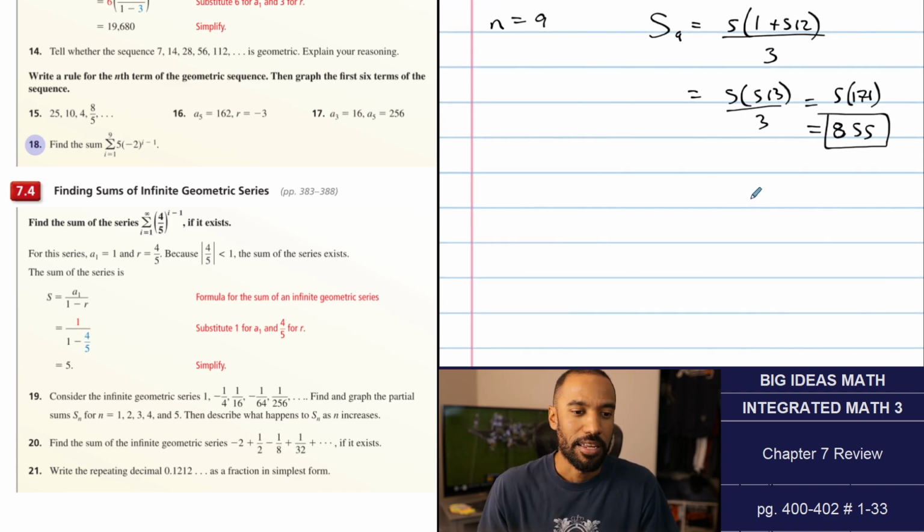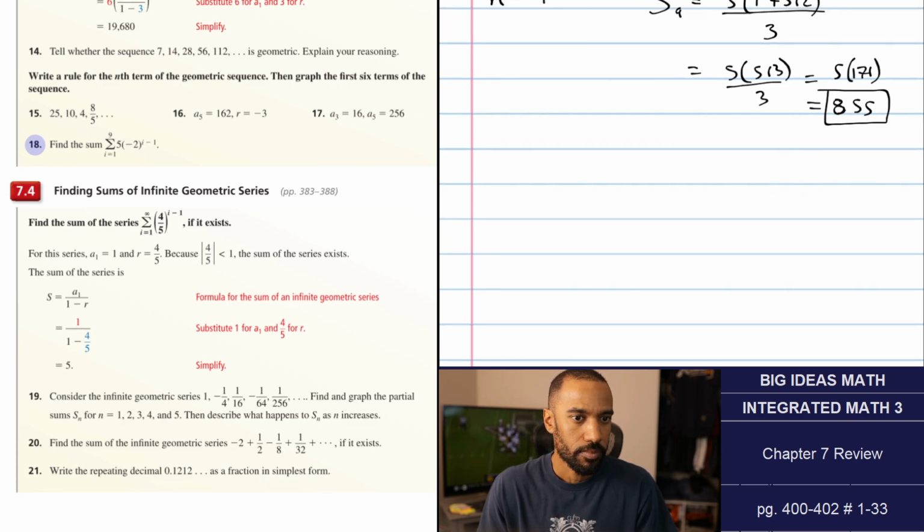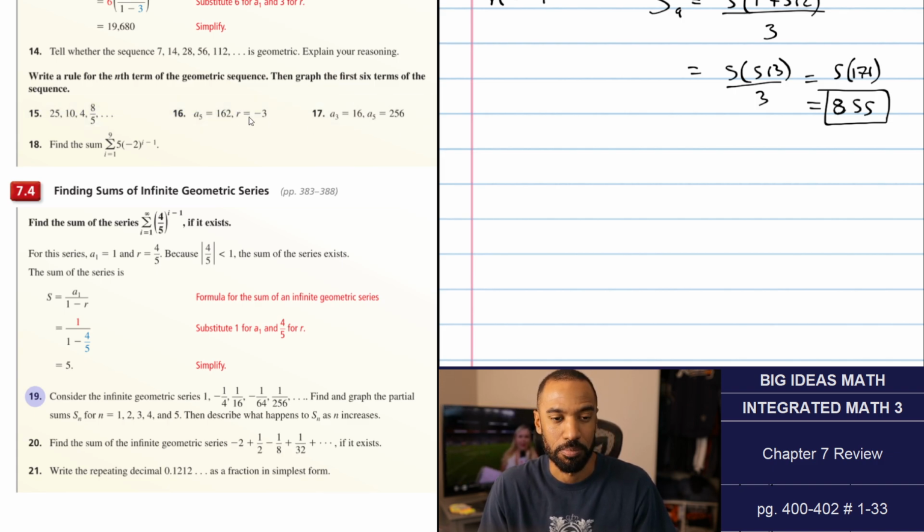7.4, finding sums of infinite geometric series. Now, we were doing finite geometric series. We only did one problem that had a geometric series thing. These first few problems are technically things we could have done in IM1, I suppose. Maybe these ones were more IM3-esque. Anyway, now we're doing infinite.